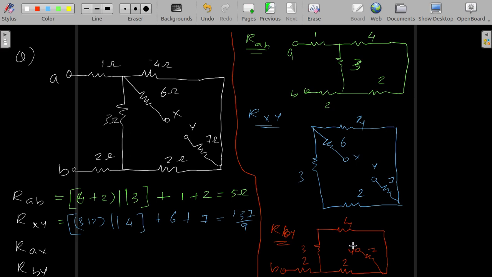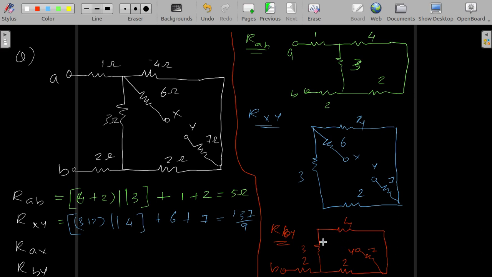So how will this work? So here you can imagine, even in this one you can imagine, like you can just take this arm and put it here, take this arm and put it outside, so it will be more easy to visualize. Similarly, you can take this arm and put it outside. So what will happen? This 4 will be in parallel with the combination of 3 and 2, right? No.